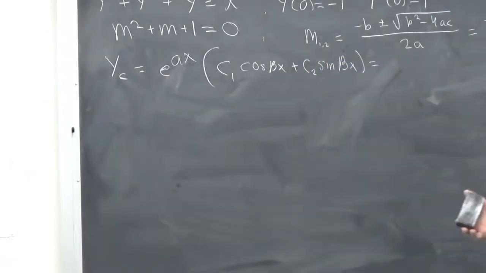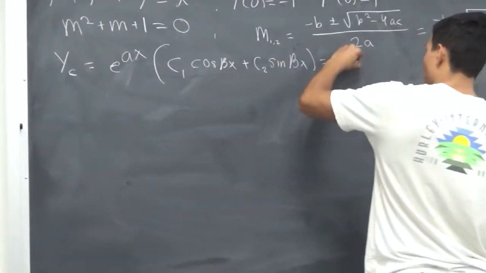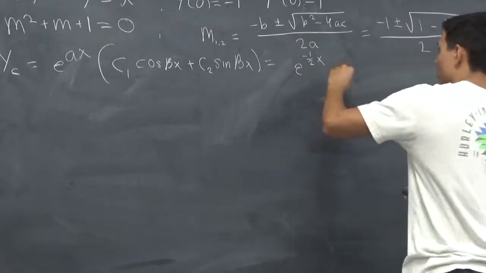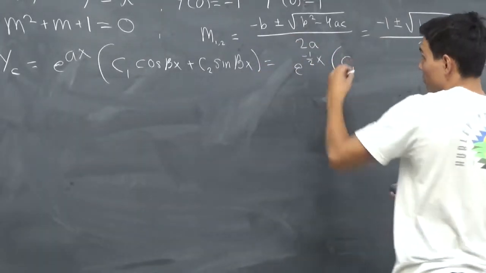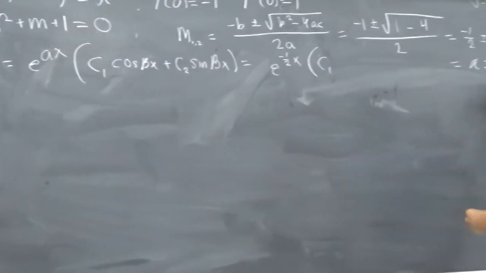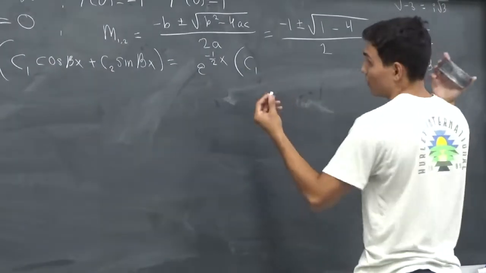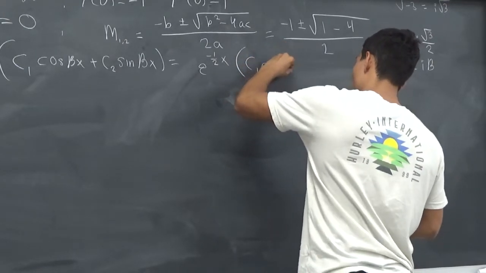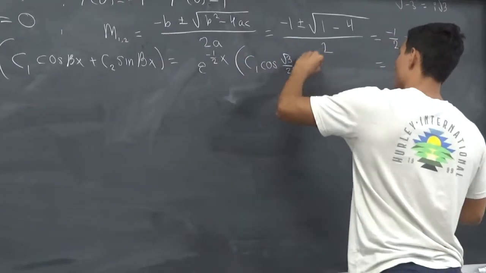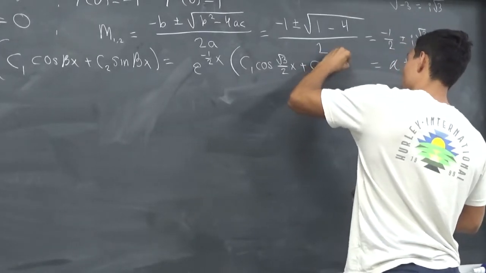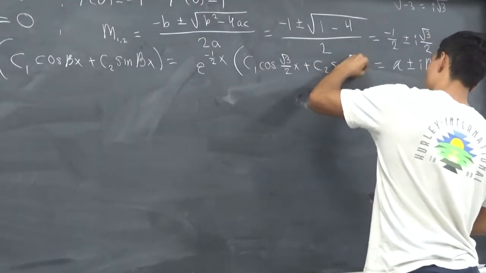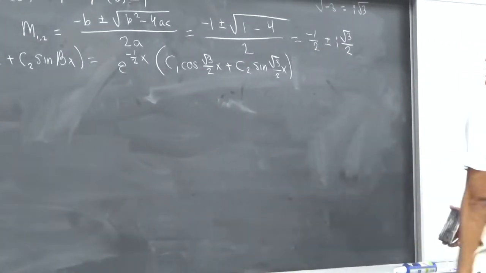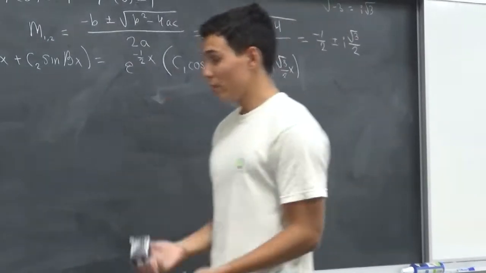And what does this equal? Well, for us, it's going to be e to the negative 1/2 x. C1, we don't know C1, so we'll call it C1. Cosine, what is beta? Beta is square root of 3 over 2. So cosine of square root 3 over 2 x. Similarly, C2 sine of square root 3 over 2 x. And I'm going to erase that now so it doesn't look like it's equal. Okay. That's our complementary solution.